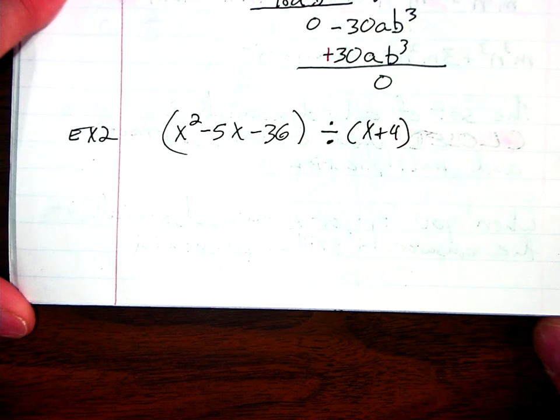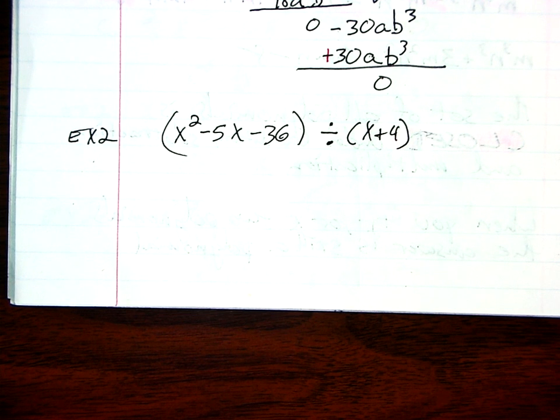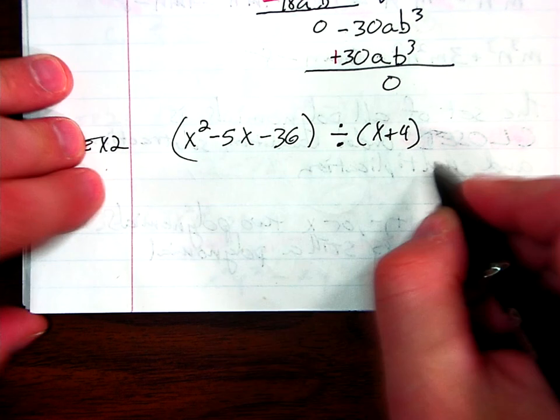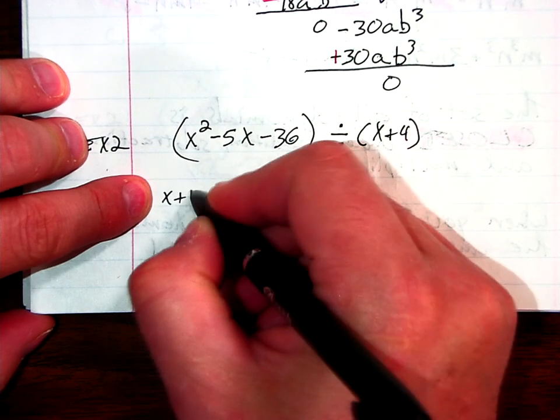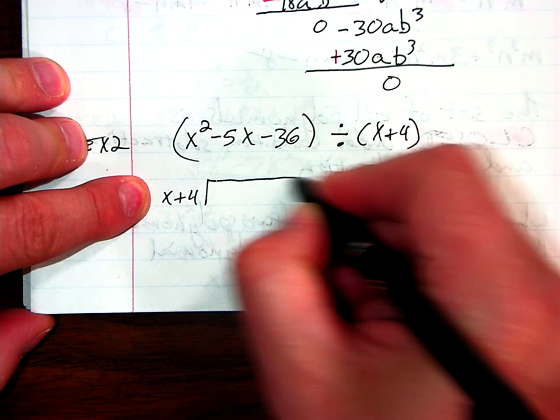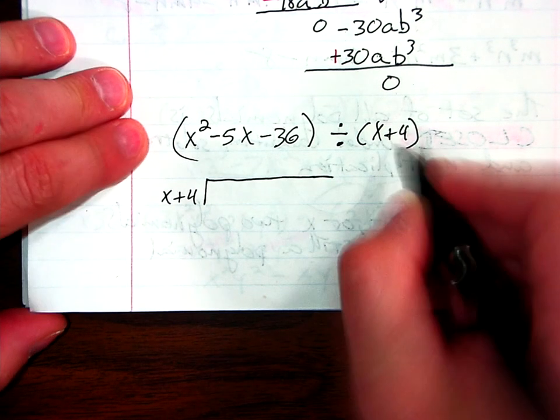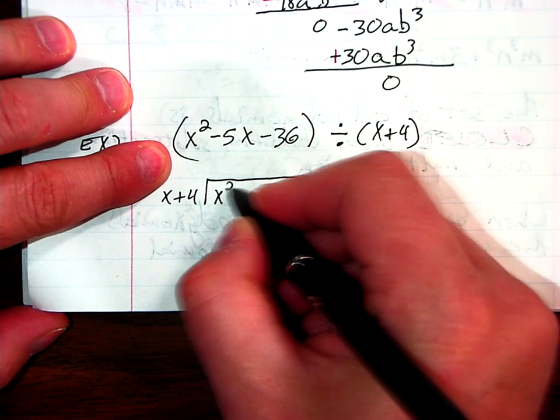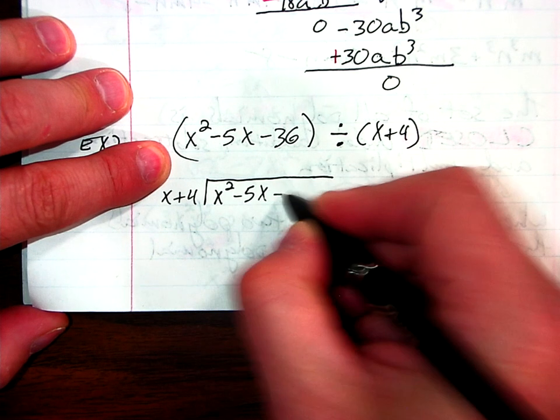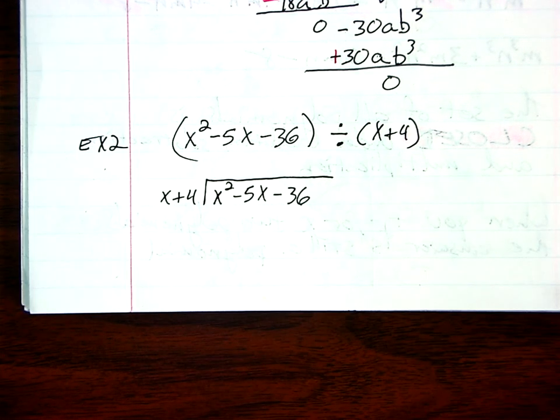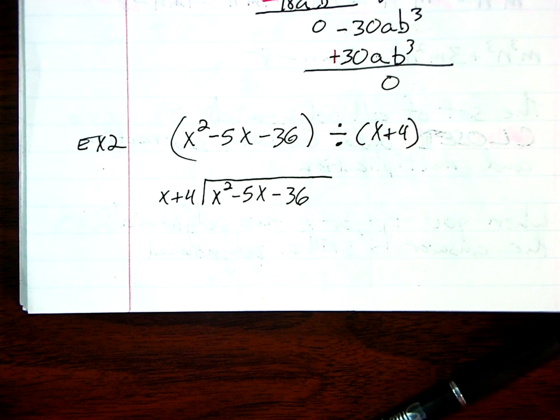All right, x squared minus 5x minus 36 divided by x plus 4. The x plus 4 goes in front. Is it always the case that the right one is on the front? Yeah, because that's your divisor. All right, so then we have x squared minus 5x minus 36.